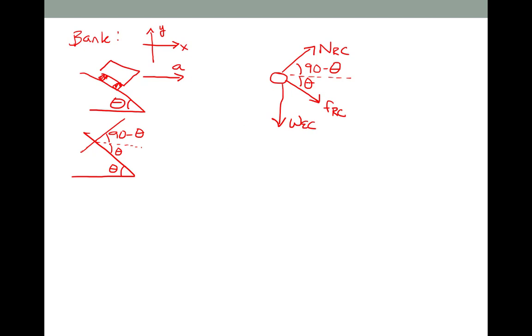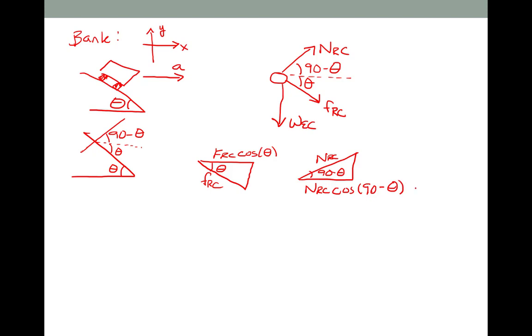Now if I think about forces, I have two triangles I need to consider. The first angle is theta, friction here. In the horizontal direction, I'll have FRC, and that will be the side adjacent, so that would be the cosine of theta. The other triangle I have has NRC. This angle is the 90 minus theta. Cosine again of 90 minus theta. I almost made my zero into a theta. That would have been bad.